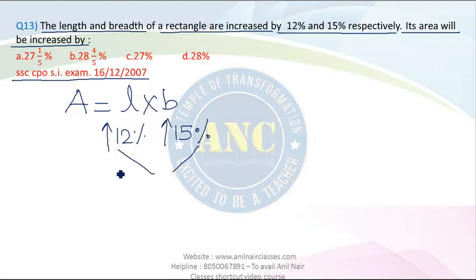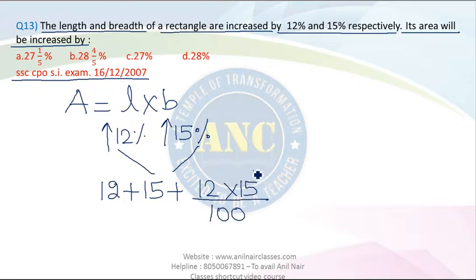Some people might apply successive: A plus B plus A into B by 100 percentage, which is 12 plus 15 plus 12 into 15 divided by 100. 12 plus 15 is 27. 12 into 15: 15 into 10 is 150, 15 into 2 is 30, so 180. 180 divided by 100 is 18 divided by 10, which is nothing but 1.8.